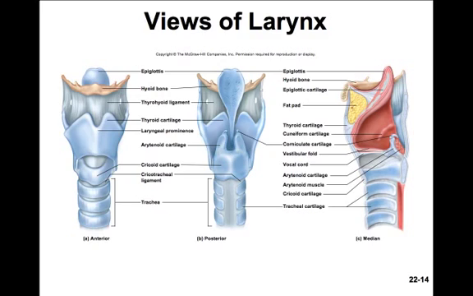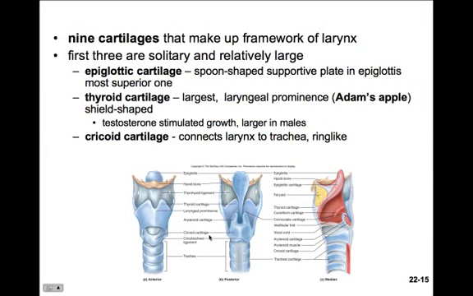Here are 3 different views of the larynx. We have the anterior view, a posterior view, and then a median view. We can see all the different cartilages that compose the larynx. There are 9 cartilages. 3 of them are relatively large and solitary.